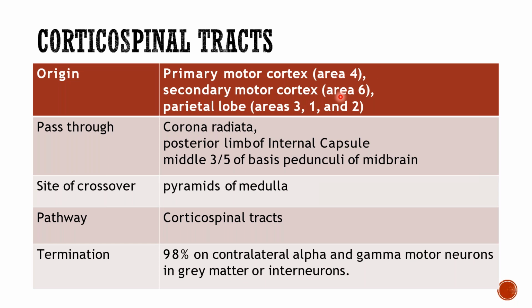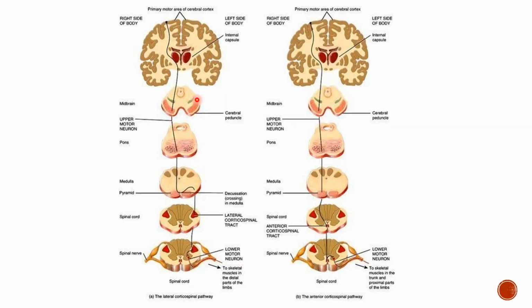So these are going to pass through the corona radiata, and then they are going to cross the internal capsule. Then they are going to come into the midbrain, and through the midbrain to the pyramid of the medulla, and from the medulla downwards it becomes the corticospinal tract. Please just try to see, these things will be covered in the upcoming sessions of the brainstem, so you don't need to worry about them right now.